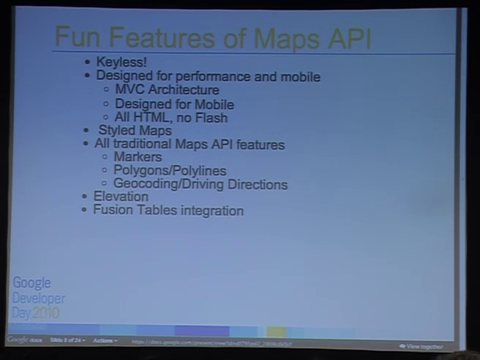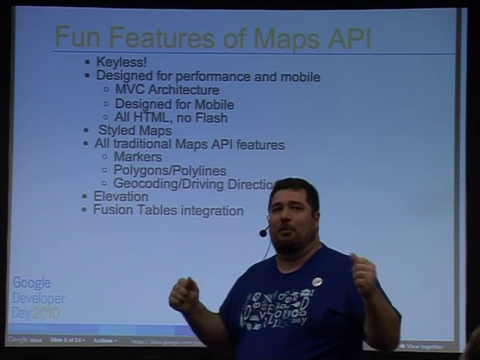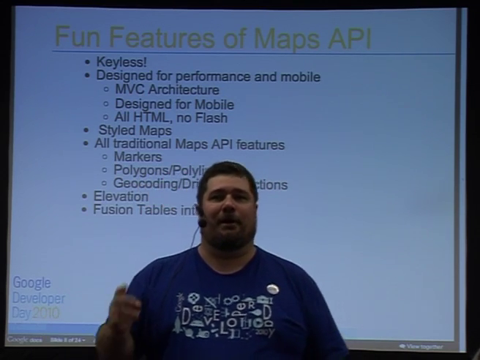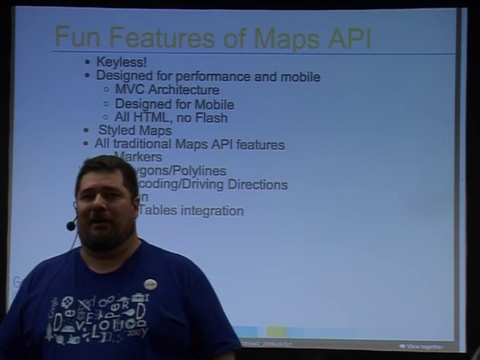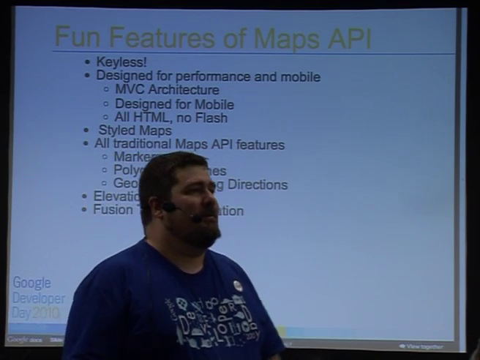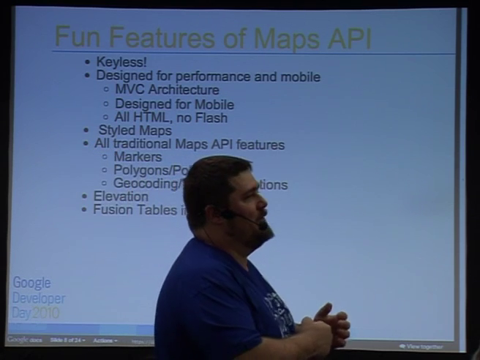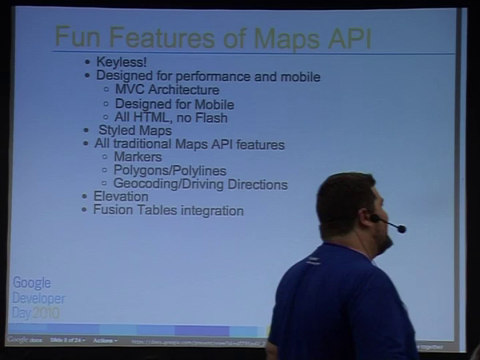The volume of posts on the Maps API forum dropped significantly after we did that, except people kept trying to use keys. Okay, so we designed it for performance and for mobile, which really means the same thing. So we really designed it to work on iPhone and Android browsers, as well as desktop. So it loads fast, 3 times faster on a mobile device than it does on your desktop.